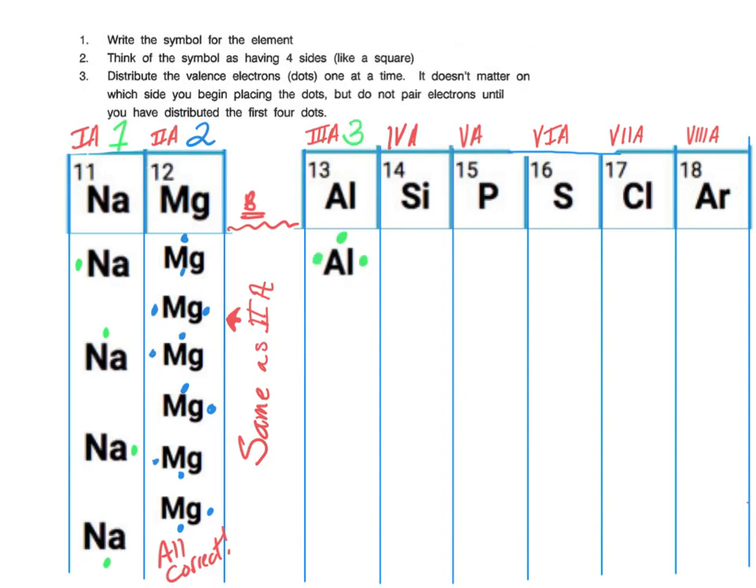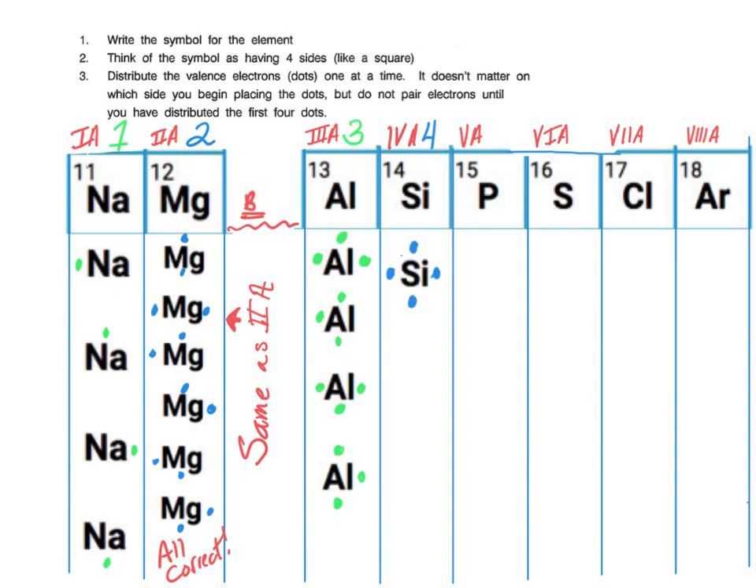So again, we're going to put 3 dots, and they can go in a variety of different positions. So let's draw those out. And again, you can choose whichever one of those you want to. It doesn't matter top, right, left, bottom, as long as they're not paired up. Okay, let's do silicon. Silicon is in group 4A. It has 4 dots, and that's 1 on each side. There is no choice. It's all going to look the same.